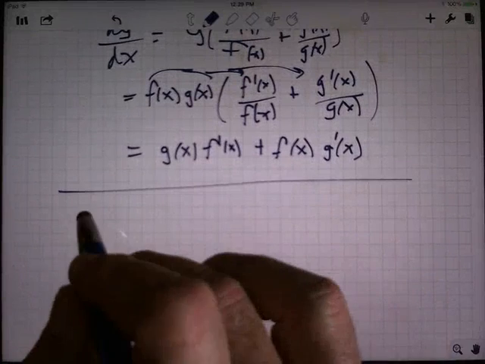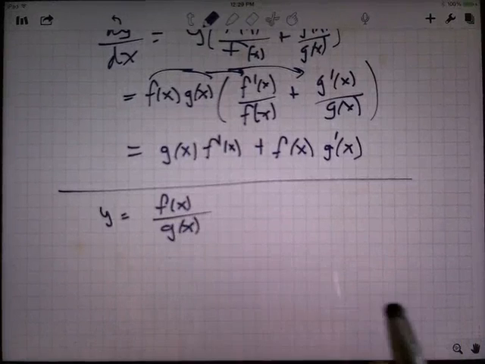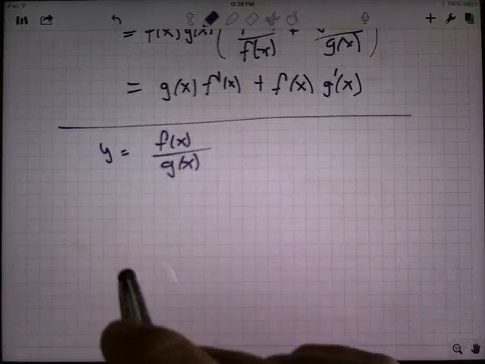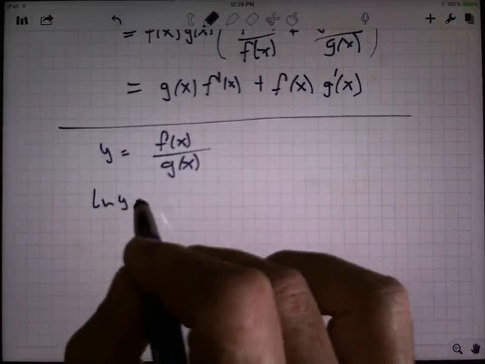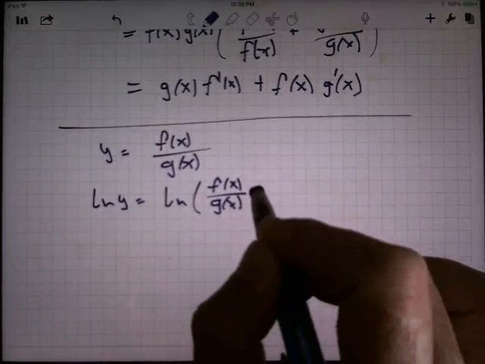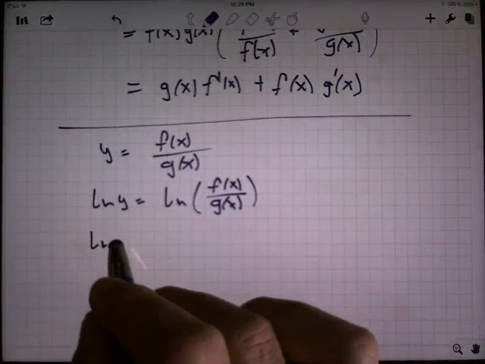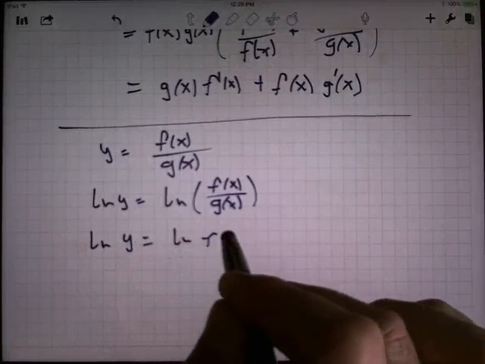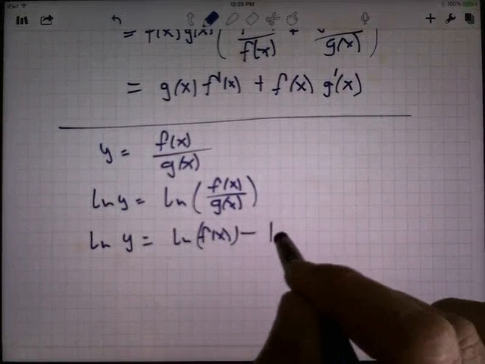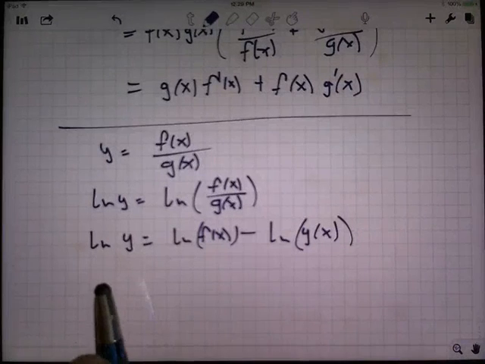Let's start all over again here. Let's say y equals f of x divided by g of x. And I'm not going to use the quotient rule here. I'm going to use logarithmic differentiation to see if I can find the derivative. So the natural log of y is the natural log of f of x divided by g of x. Just take the natural log of both sides. Now use the property of natural log on this side to break that up. Natural log of y is the natural log of f of x minus the natural log of g of x. It's a quotient now, so it's a difference of those two logs.